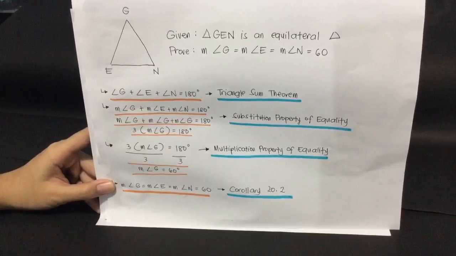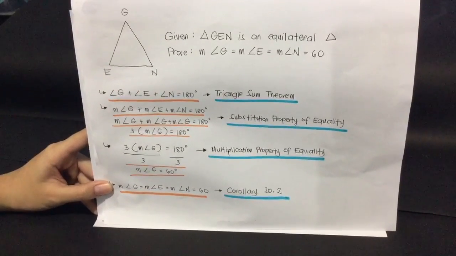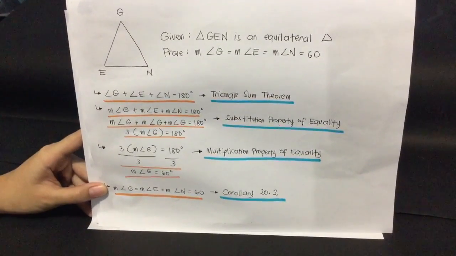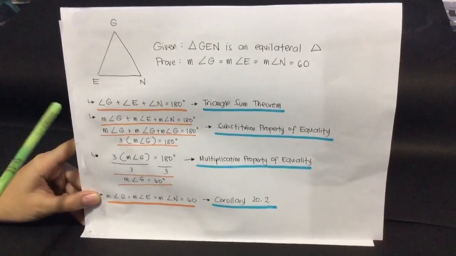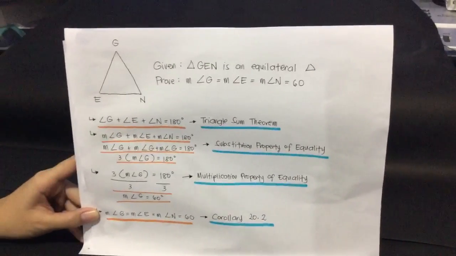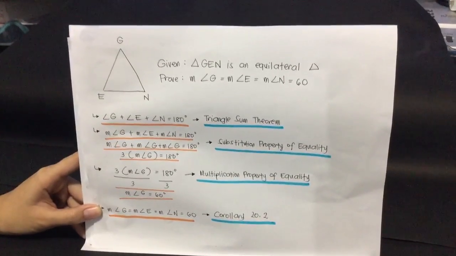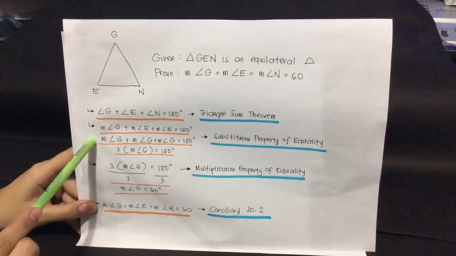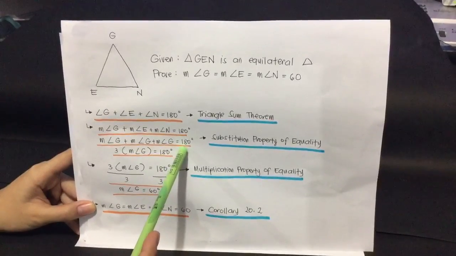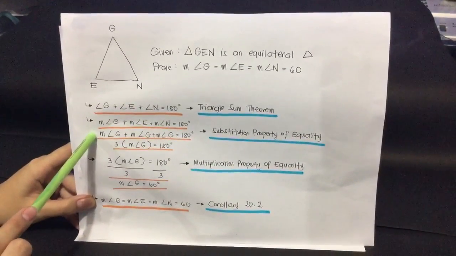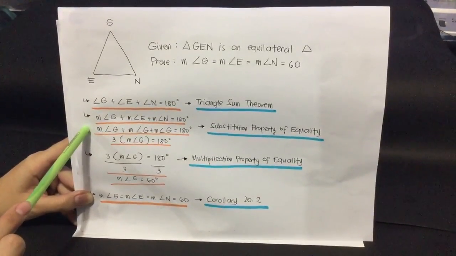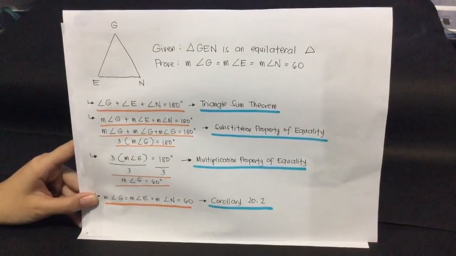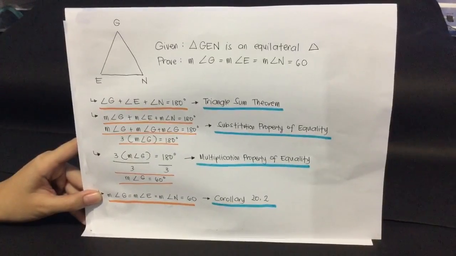It is because of the triangle sum theorem, which states that the sum of the interior angles of a triangle is equal to 180 degrees. Second statement: measure of angle G plus measure of angle E plus measure of angle N is equal to 180 degrees. Because of this statement, we can substitute the measure of angle G for each angle. So measure of angle G plus measure of angle G plus measure of angle G equals 180, or we can simply do this. This is because of the substitution property of equality.